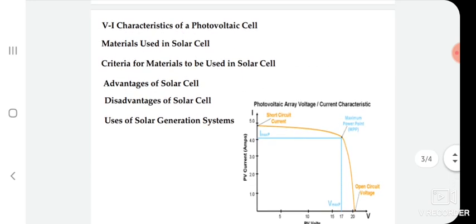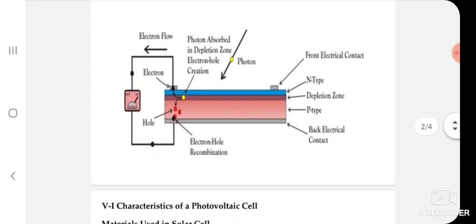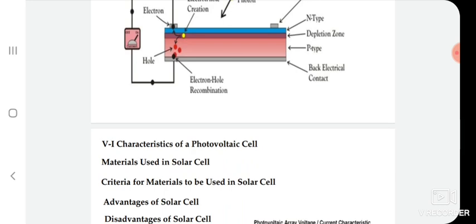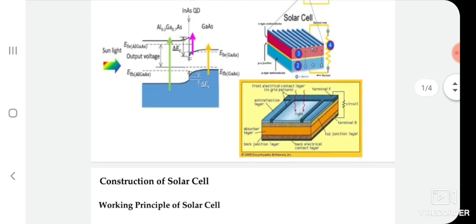Okay, if you have any doubt related to the construction, working, characteristics, advantages and disadvantages of solar cells, you can ask me.